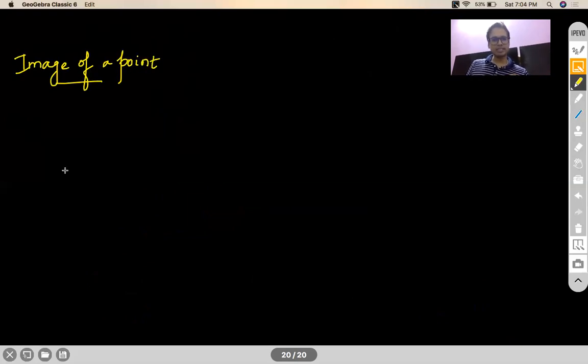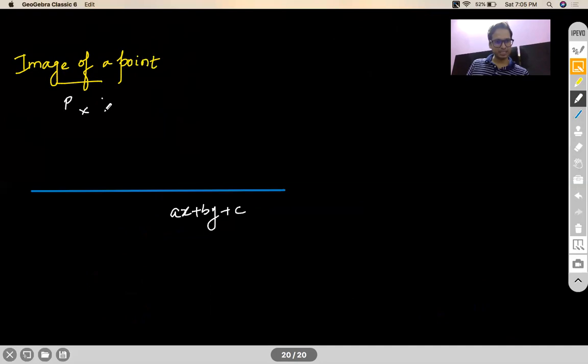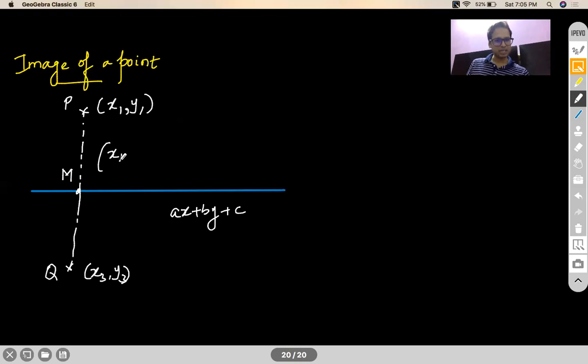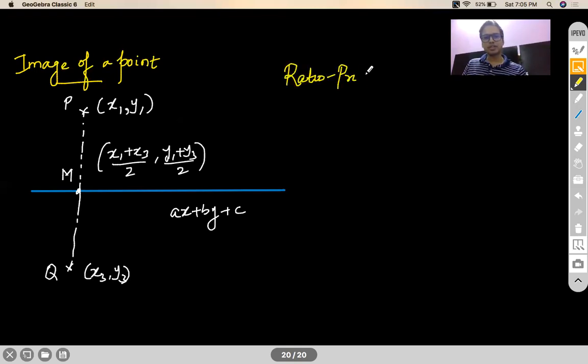So image, let's say again, I take the line. I take a point P, let's say I call it x1, y1. And this time I'll call this image x3, y3. One thing that you would notice is that this point M will be nothing but the midpoint of P and its image. I'll come back to the use of this a little later on. Now, let us again use the ratio proportion method.